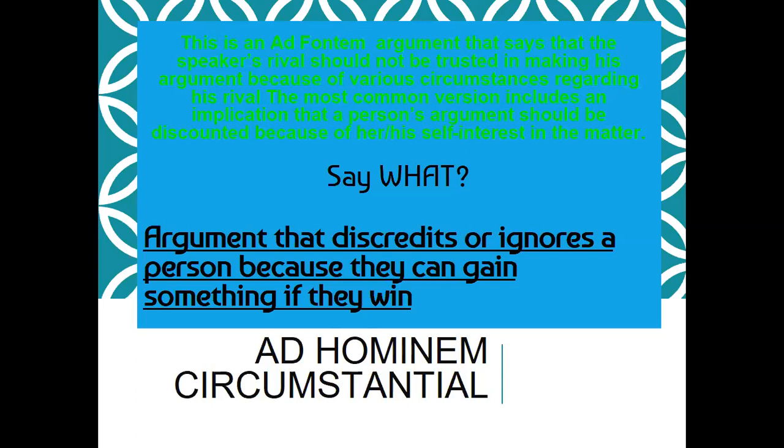Now, this is a very difficult fallacy to understand compared to the other one, but it is our last flashcard. So on the front side, take a look at the bottom. You should be writing ad hominem circumstantial on the front side, okay? And on the back side, you should be writing: argument that discredits or ignores a person because they can gain something if they win.